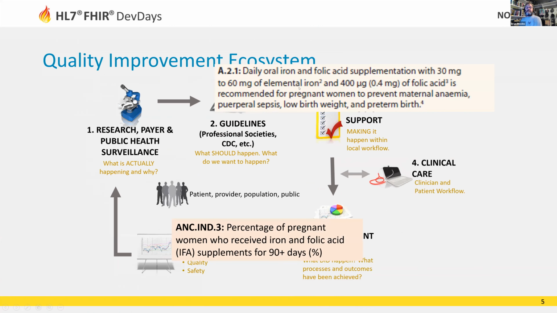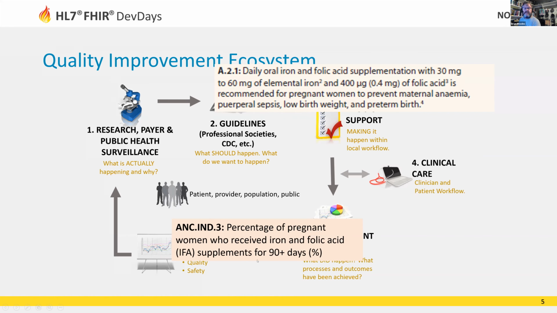So if we take a look at some examples from that ecosystem, this A21 is a recommendation statement from a WHO guideline for antenatal care, concerned with daily oral iron. So one of the recommendations is that iron and folic acid supplementation is an important part of preventing things like maternal anemia, puerperal sepsis, low birth weight, and preterm birth. So that's a recommendation from the WHO based on current best practices.